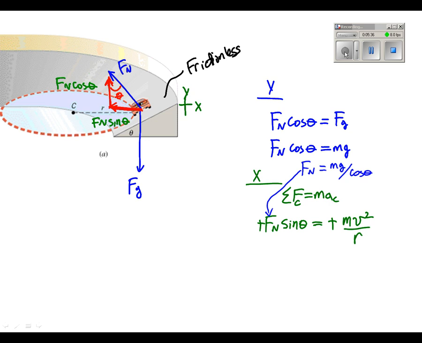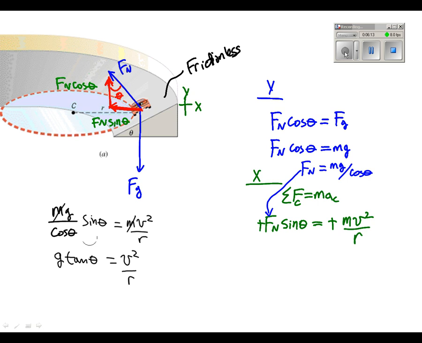So I'll write this over here. I have mg over cosine theta times sine theta, so I plugged in for Fn there, equals mv squared over r. And we can see the m's will cancel here and here. And we have sine theta over cosine theta, which is tangent theta. So we have g tangent theta equals v squared over r.